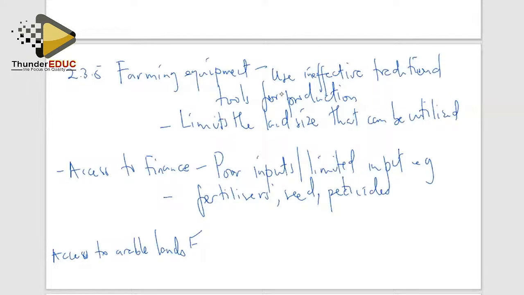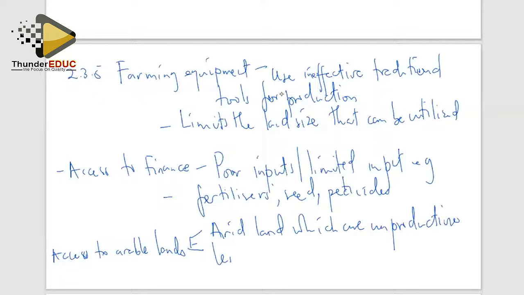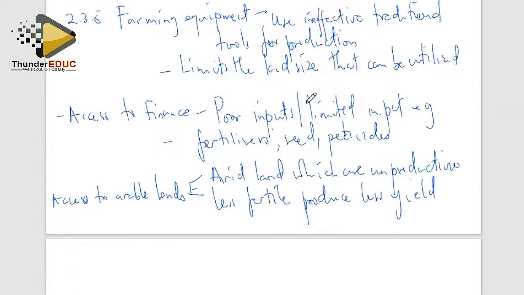Then limited access to arable lands, you can also argue that the farmers do production on arid lands, which are unproductive, or on less fertile soils, so they produce less yield. So for that reason, it also contributes to limited production for those three reasons.